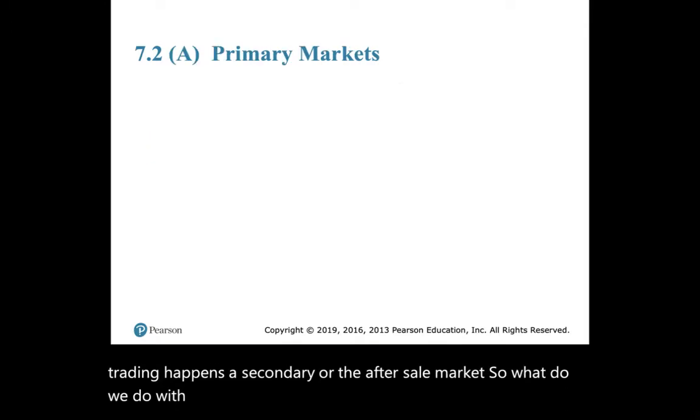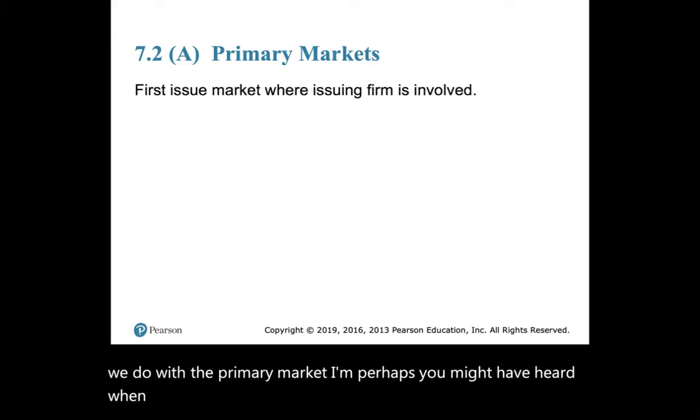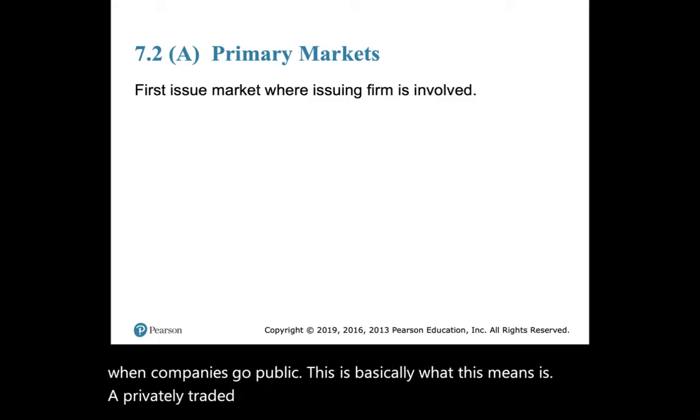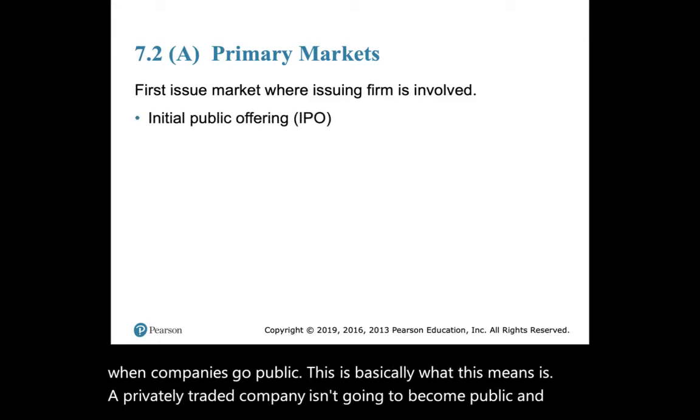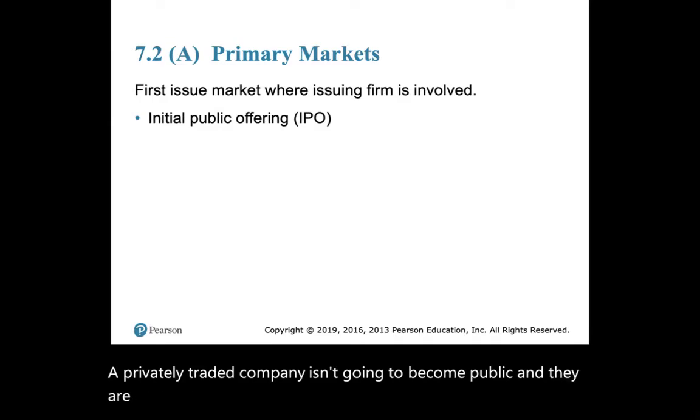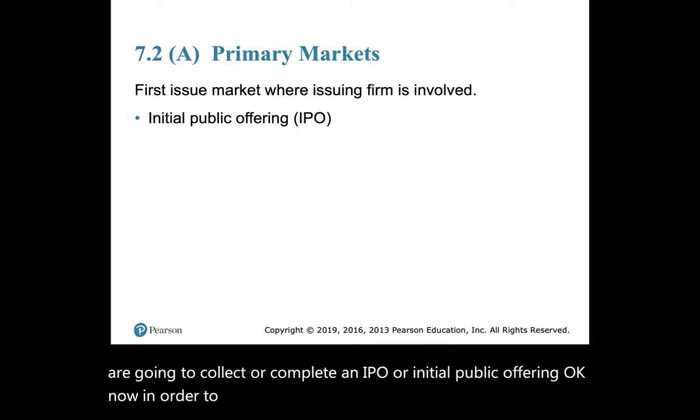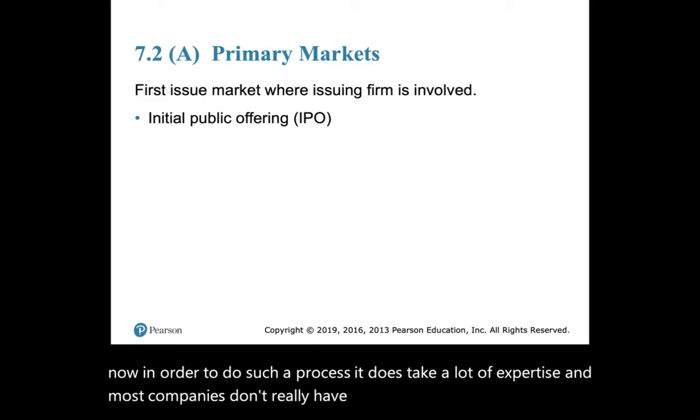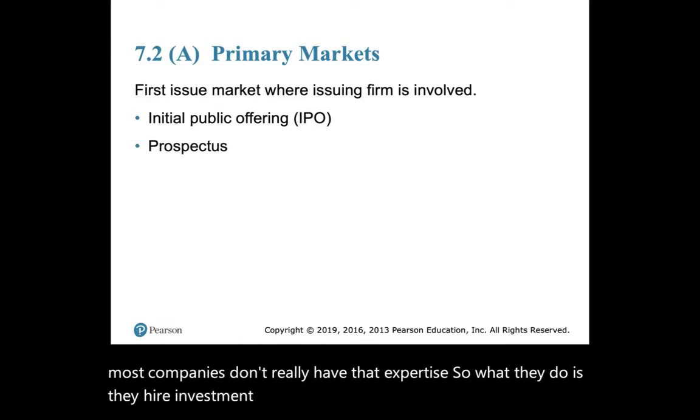Well, perhaps you might have heard when companies go public. What this basically means is a privately traded company is going to become public, and they're going to complete an IPO, or an initial public offering. Now, in order to do such a process, it does take a lot of expertise, and most companies don't really have that expertise. So what they do is they hire an investment banker, and they will create a prospectus.